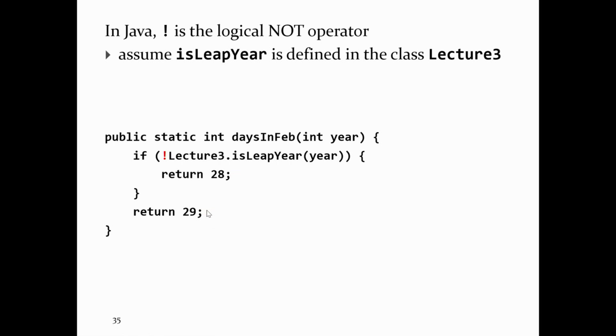Of course, you could write this the other way: if Lecture3.isLeapYear, return 29, otherwise return 28. The only reason I wrote it this way is so that we could use not. So if you want to negate a logical value, use the exclamation mark. In Python, it's the keyword not. In Java, it uses the exclamation mark operator.